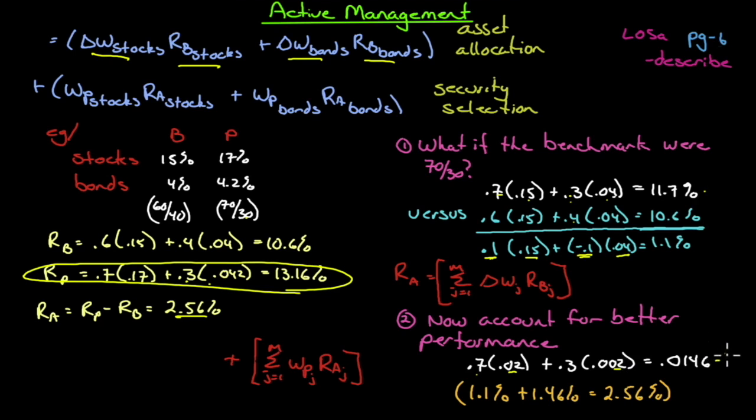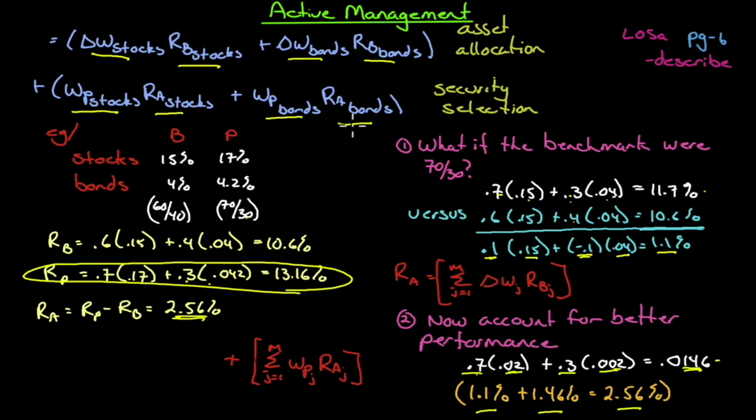So this plus this, right? This here gives us 0.0146. So if we add 1.1 and we add 1.46, we get 2.56. There we go. What do we got here? 0.7. What is that? That is the absolute weighting in the portfolio for stocks. 0.02. What is that? That is the active return on stocks. If the benchmark did 15, the portfolio did 17, there's an active return of 0.02. What is 0.3? That is the absolute weighting on bonds. And what is 0.002? That is the active return on bonds.